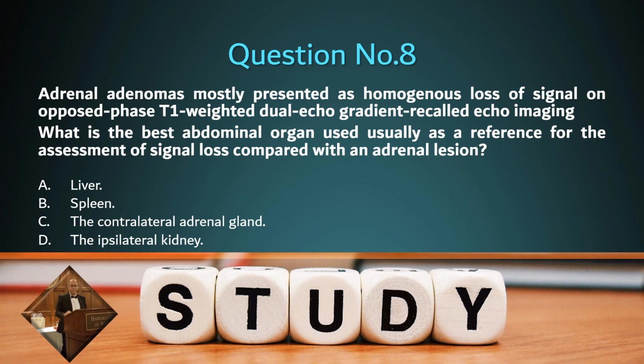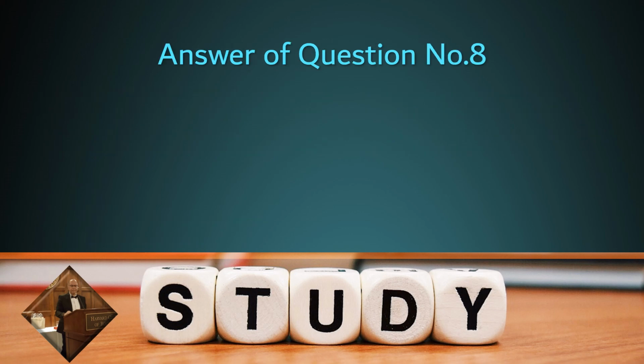Question number 8. Adrenal adenomas mostly present as homogeneous loss of signal on opposed phase T1 weighted dual echo gradient recalled imaging. What's the best abdominal organ usually used as a reference for the assessment of signal loss compared with an adrenal lesion? This organ could be the liver, spleen, the contralateral adrenal gland, or the ipsilateral kidney. The right answer is choice B, spleen.